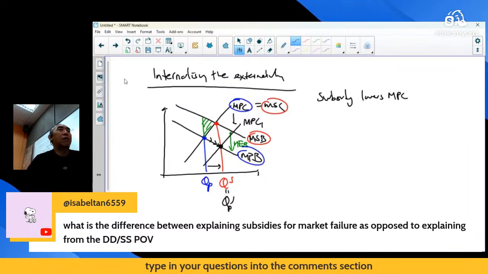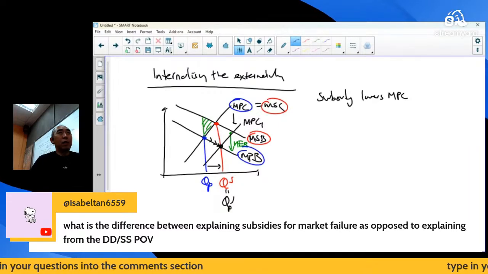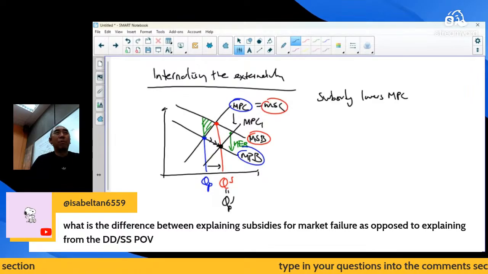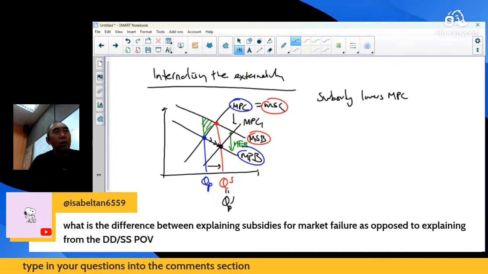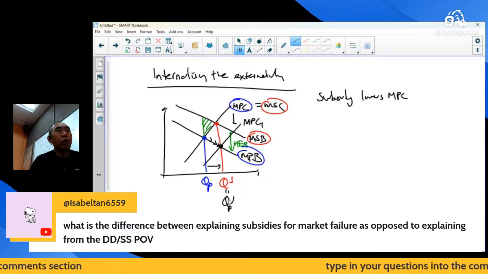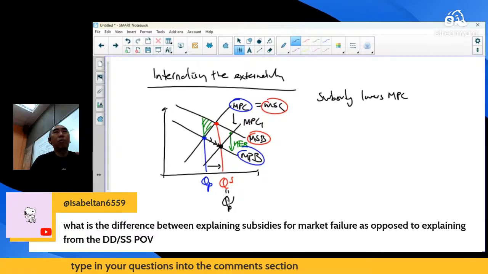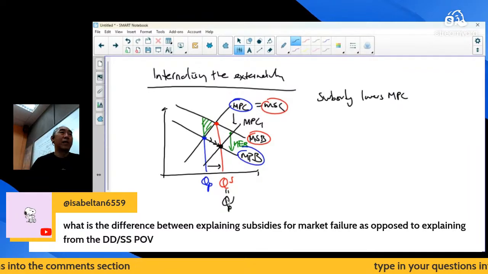So that's the key difference in terms of meaning. But graphically, for DDSS we just draw the shift in supply and show the outcome in the market. But for market failure, we are trying to show how we get from the private optimum to a new private optimum that is equal to the social optimum. So from QP to a new QP that is equal to QS. That is the essence of how we use subsidies or taxes to correct market failure, different from DDSS.